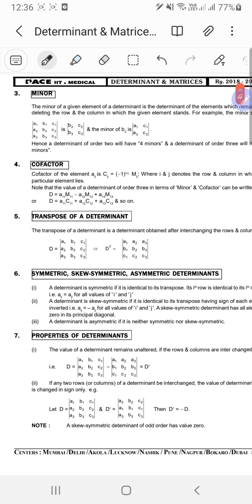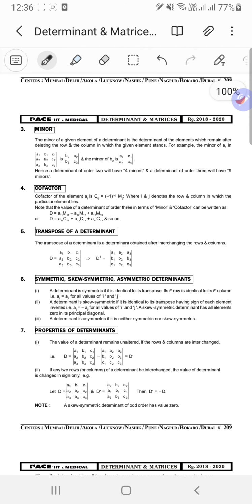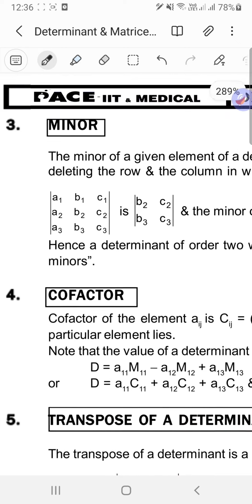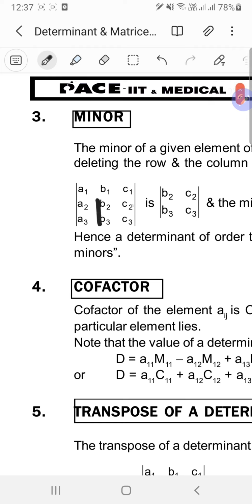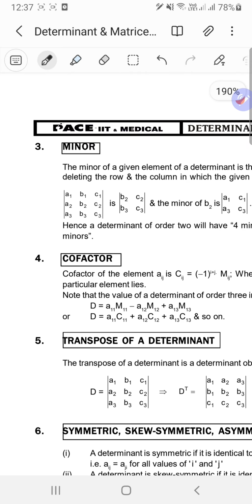Here are some more definitions. The minor of a given element of a determinant is the determinant of the elements which remain after deleting the row and column in which the given element stands. Okay, for example, the minor of a1 in, okay, right. So while calculating it, we first do this thing, right, and then we do something like the one with these things, and so on. So those smaller determinants, 2 by 2 determinants that we solve for, those are called minors.